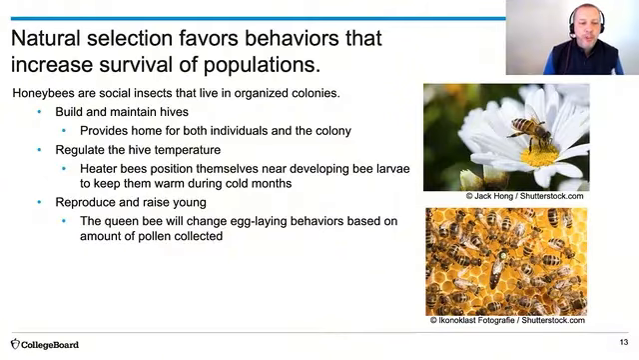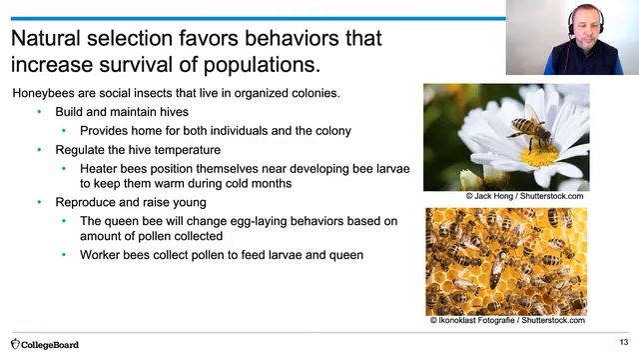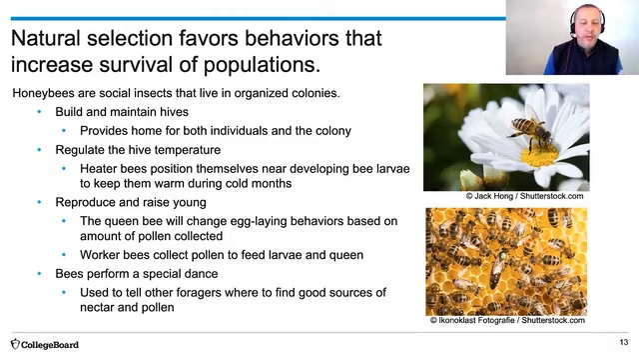The queen bee will change egg-laying behaviors based on the amount of pollen collected. Worker bees collect pollen to feed larvae and the queen. Bees also perform a special dance. It is used to tell other foragers where to find good sources of nectar and pollen.